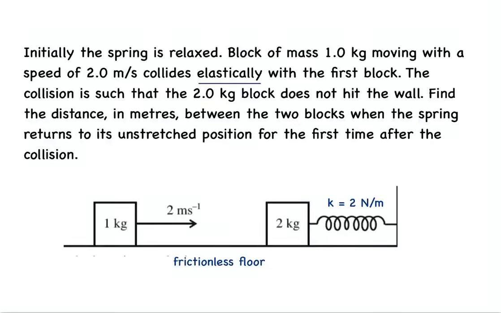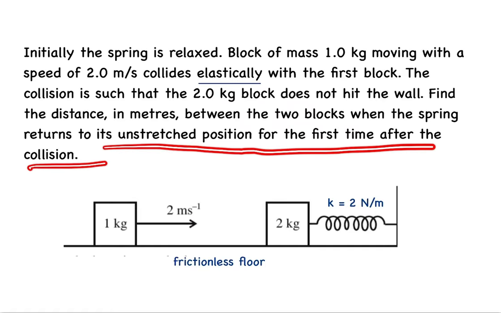Hello बच्चों, in this problem we have a 1 kg and a 2 kg block. The spring is relaxed and they are lying on a frictionless floor. This 1 kg block is coming with velocity 2 meter per second and it collides elastically with the 2 kg block. We have to find the distance between the blocks when the spring returns to its unstressed position for the first time.